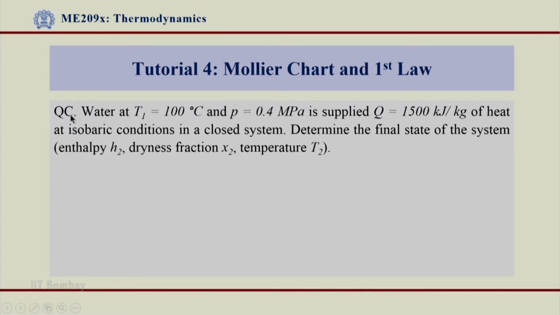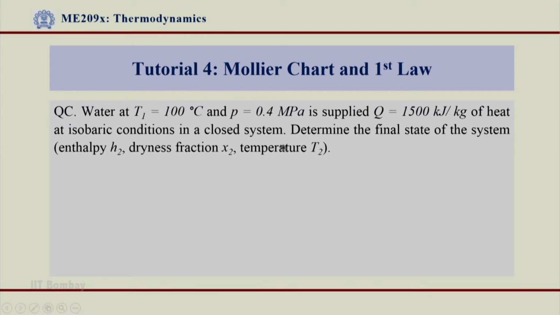Let us come to the next problem now. Question C. Water at T1 equal to 100 degree centigrade and P equal to 0.4 MPa is supplied Q heat energy equal to 1500 kilojoule per kg of heat at isobaric conditions in a closed system. Determine the final state of the system. Depending on the final state, find out the change in enthalpy, dryness fraction if required, temperatures etc.